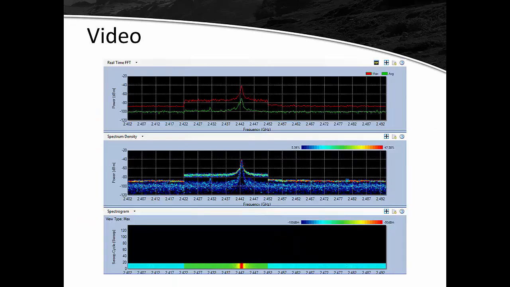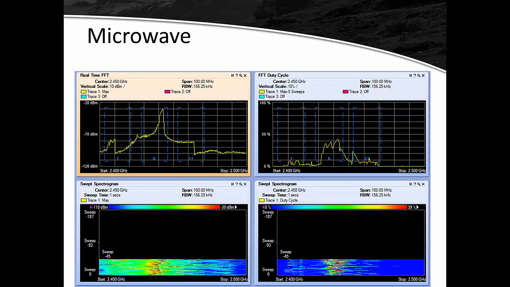Here's an example of video transmission. Again, it does have some energy radiated across a wider spectrum, but the peak is certainly in a lower frequency bandwidth area. Here we see an example of a microwave oven.